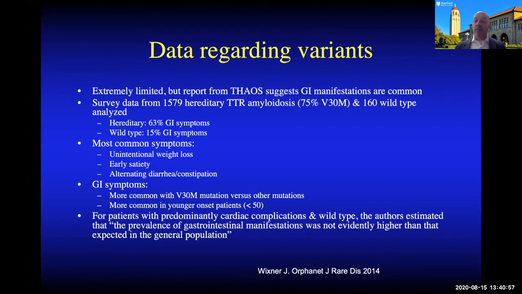GI symptoms were more common with third DM versus other ones, but if you step back, more common within neuropathic variants, and were also more common in those patients who had symptom onset below the age of 50. And the authors concluded that for patients with predominantly cardiac complications and wild type, in their words, the prevalence of gastrointestinal symptoms was not evidently higher than expected in the population.